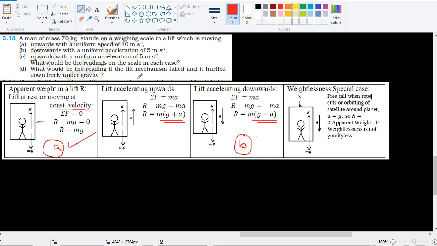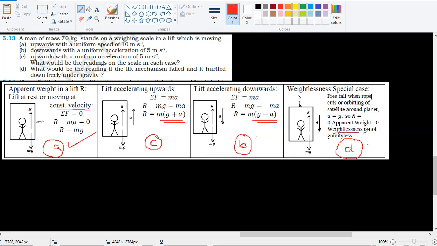Upwards with the uniform motion, that is your C part. What would be the reading if the lift mechanism failed and it hurled down freely under gravity? That means the rope is cut. So a will become g, and g minus a will become 0. You will feel weightless, sir. Yes, weightlessness.